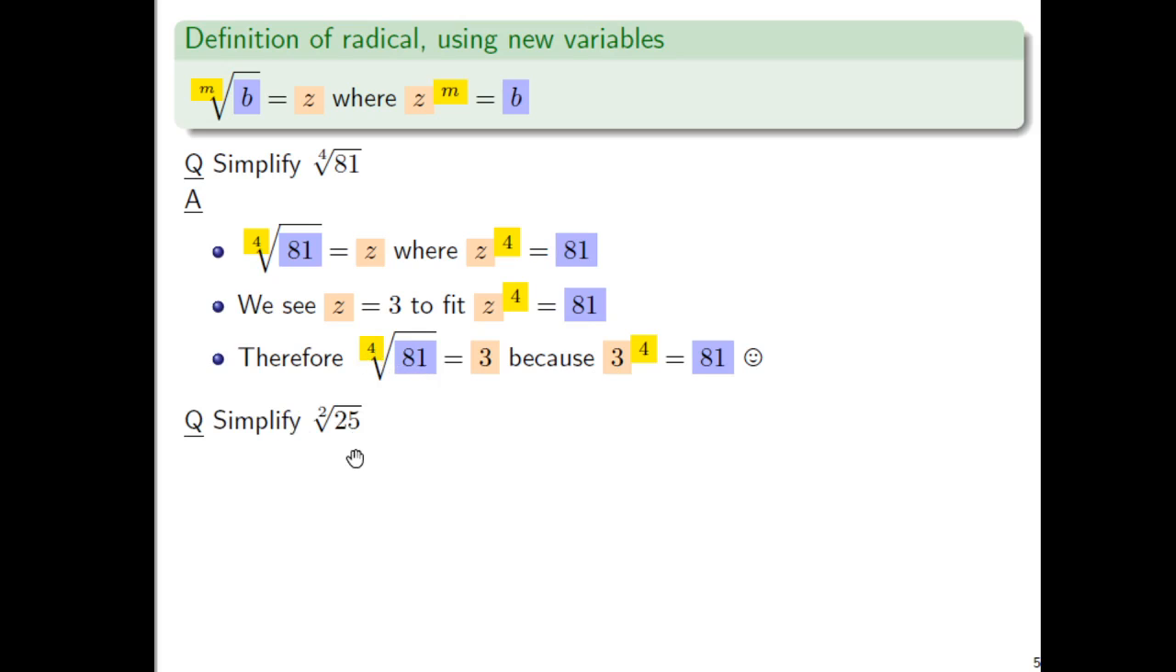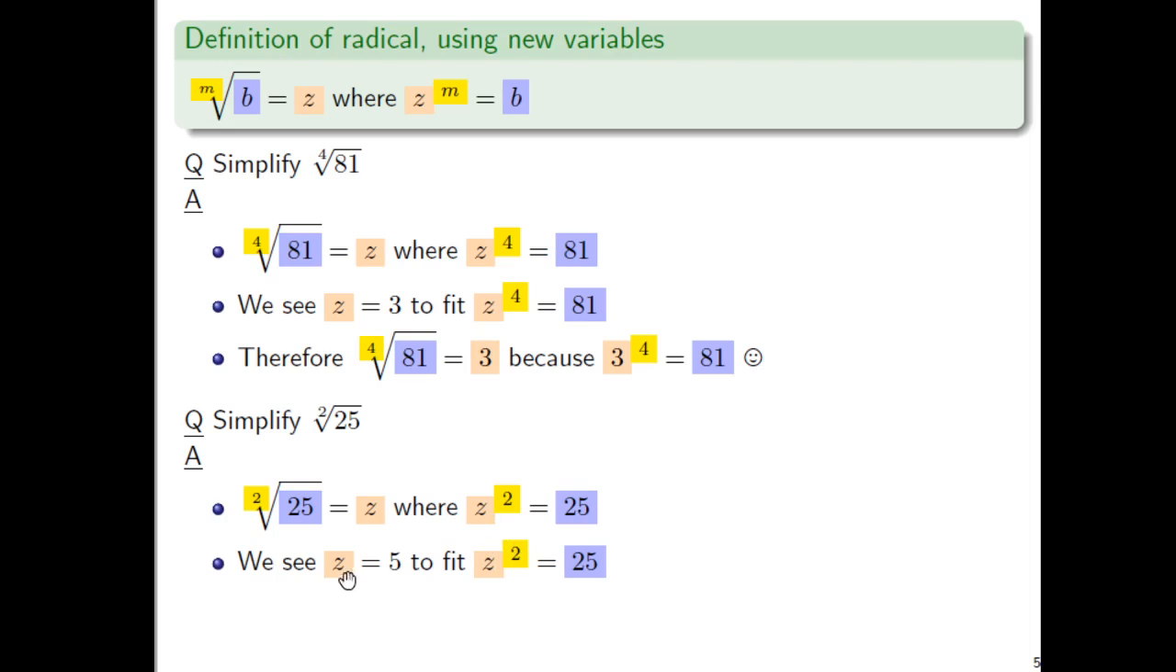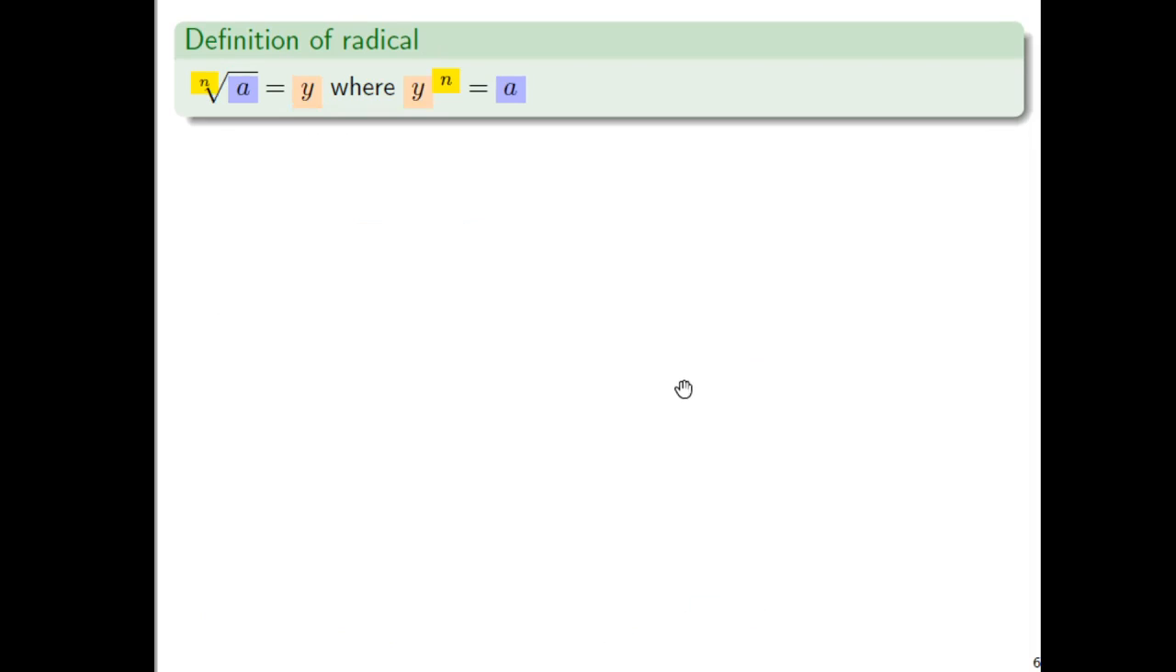We'll simplify the second root of 25. Second root of 25 equals z. To figure out what goes where the z is, we set up just like what's up here in the definition of radical. Z to the second power equals 25, and you'll see that z has to equal 5. So the second root of 25 equals 5, and the reason is because 5 to the second equals 25.